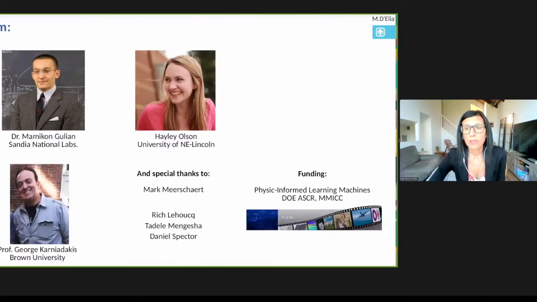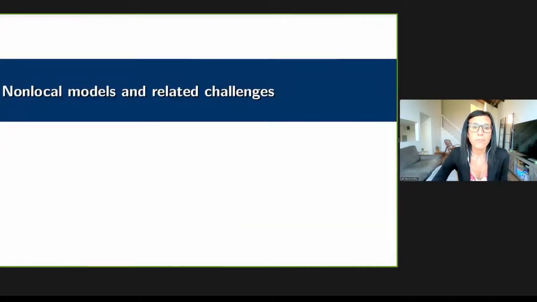These are the people that contributed to this talk. Mamikin is our Von Neumann Fellow at Sandia. Haley is our intern. She's been at Sandia for 3 summers. And George, who's also the PI of this project, is at Brown University. The funding indeed comes from this project FILMS, which stands for Physics Informed Learning Machines, and it's a DOE project. People that particularly contributed to this talk and that I would like to thank are, first of all, Mark Meerschaert, who was the person who first thought about having this unified calculus, and several other people at Sandia, UT Knoxville, and other universities.